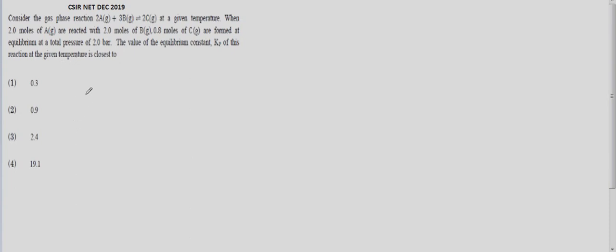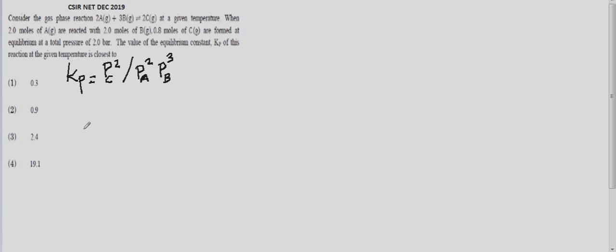That is, Kp is given by partial pressure of C power 2 divided by partial pressure of A power 2 into partial pressure of B power 3. So to know what is the partial pressure of each of the gases involved, we have to calculate the ICE table from which we can calculate that.